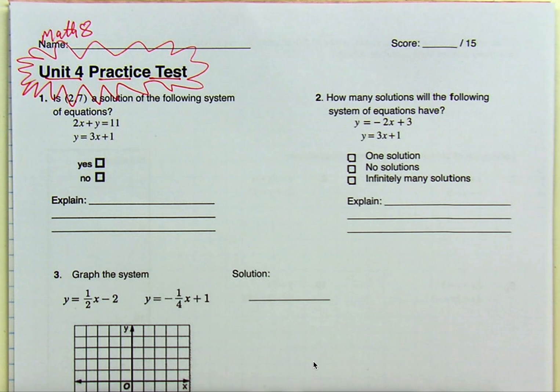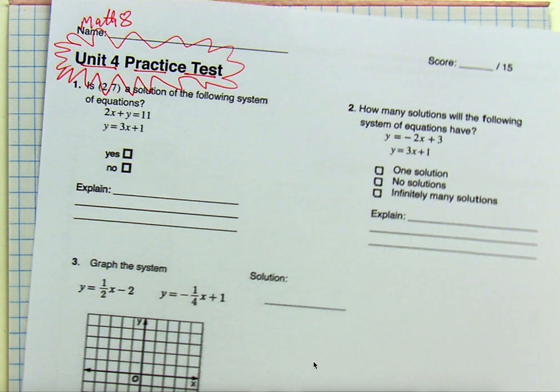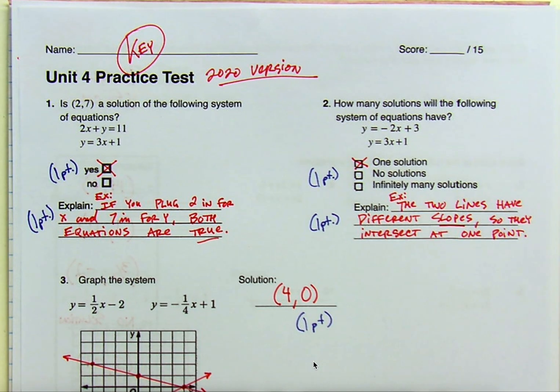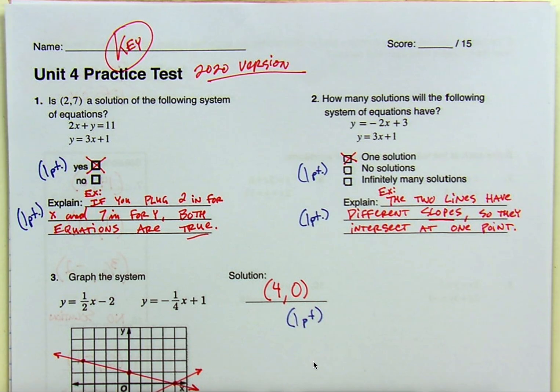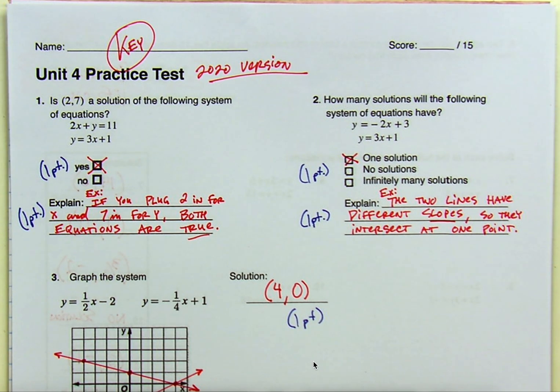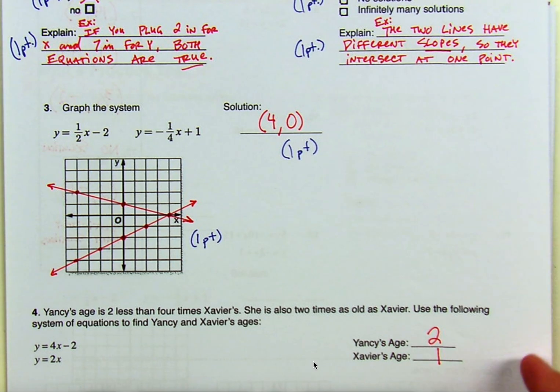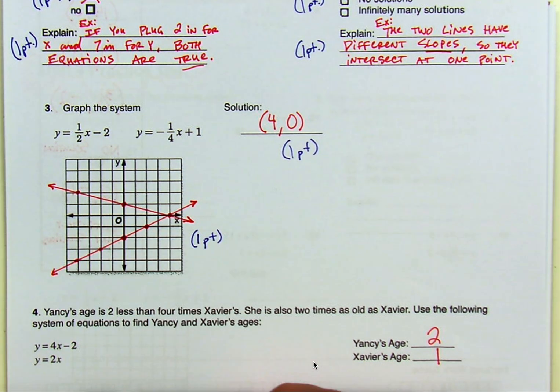Let's jump in. I'm just going to throw the answer key right up here onto the screen for you. All right, so number 1 is worth 2 points. Number 2 is worth 2 points. Feel free to pause the video for a second and take a look at that. Number 3 is also worth 2 points. Feel free to pause the video again. 1 point for the graph being right, 1 point for the solution being right.